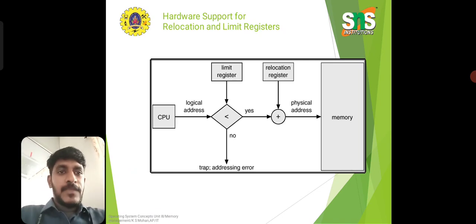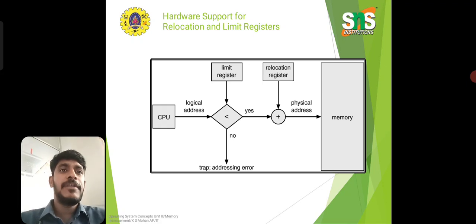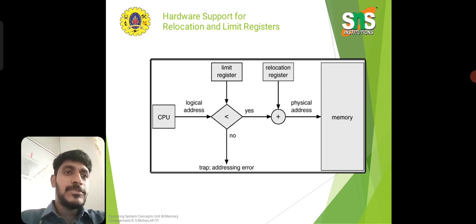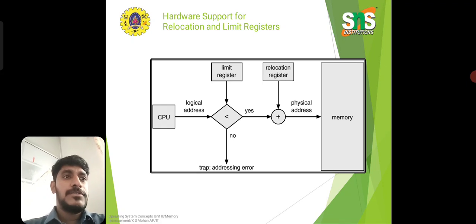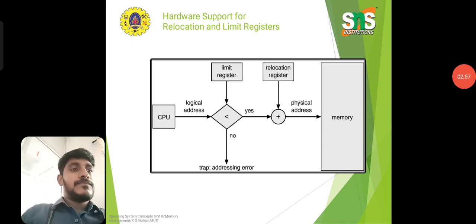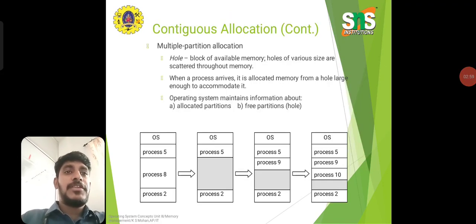Then we have the hardware support for the relocation and limit registers. In this picture, the CPU generates a logical address, which is checked against the limit register. If it is valid, it is added to the relocation register to give the physical address in main memory; otherwise a trap is raised. So this is the hardware support for the relocation and limit registers. Continuing, we have contiguous memory allocation.